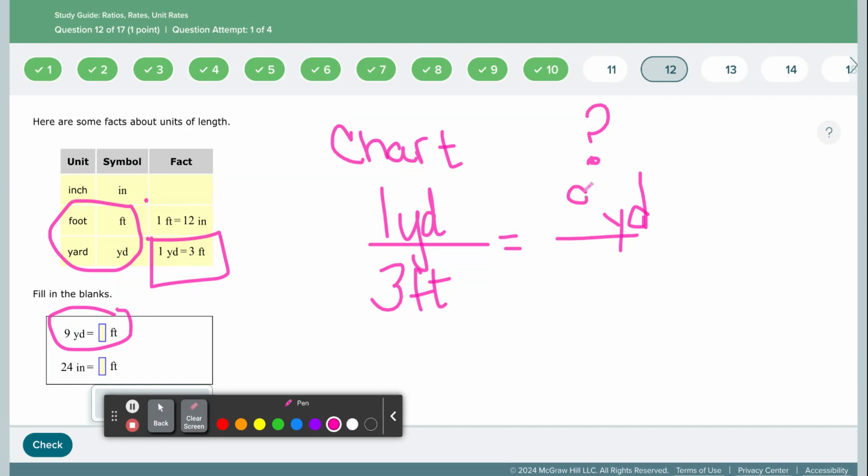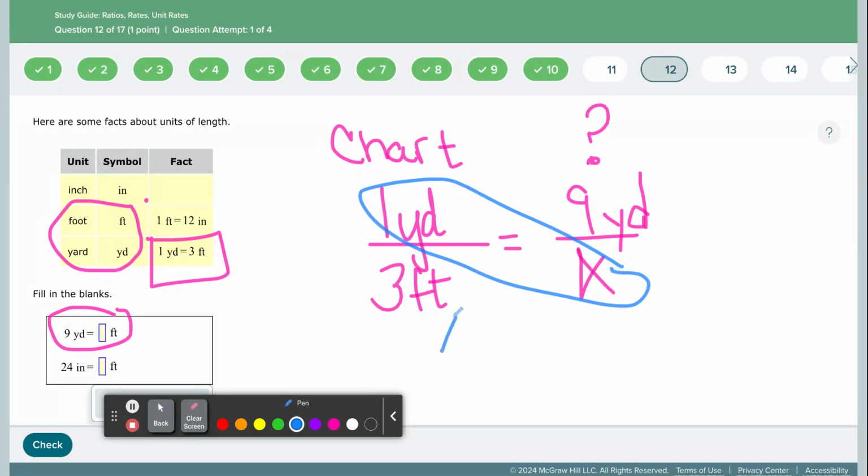Okay. So 9 yards they gave me. I don't know feet. So remember, if you don't know something, your what becomes a variable. That's my x. Okay. And again, this is exactly like what we just did. So it's our is over of type of format. Meaning I can go through and I can now cross multiply. I'm going to start with my variable. Oh, this is lovely. X times 1 is 1x.